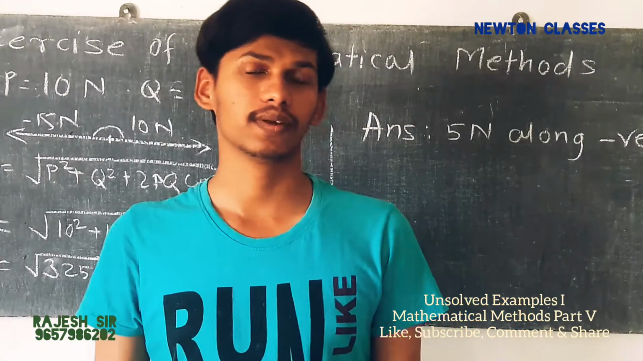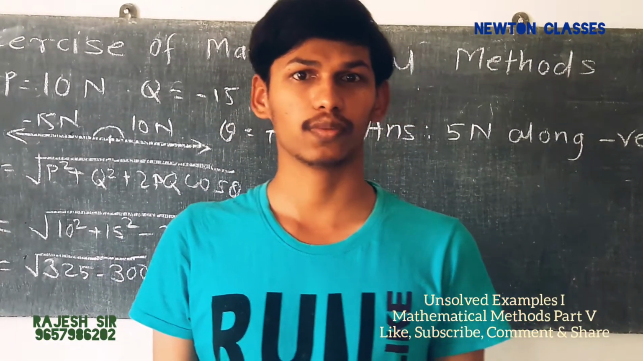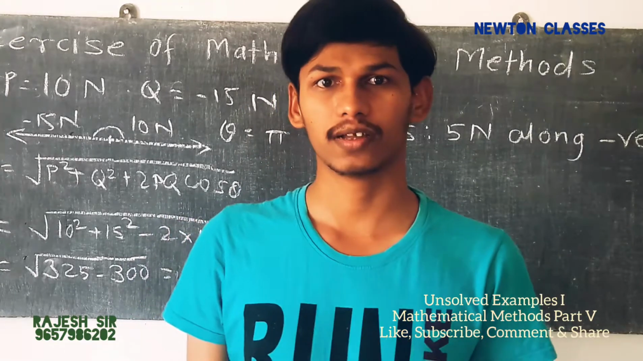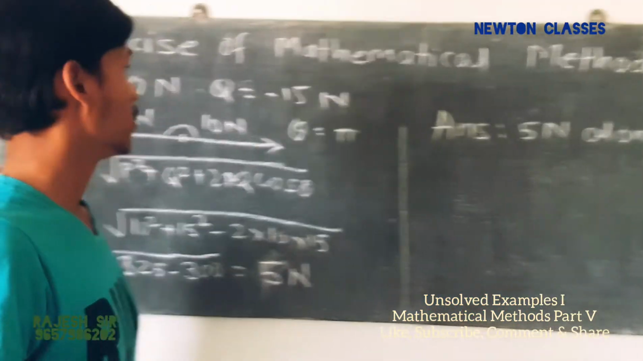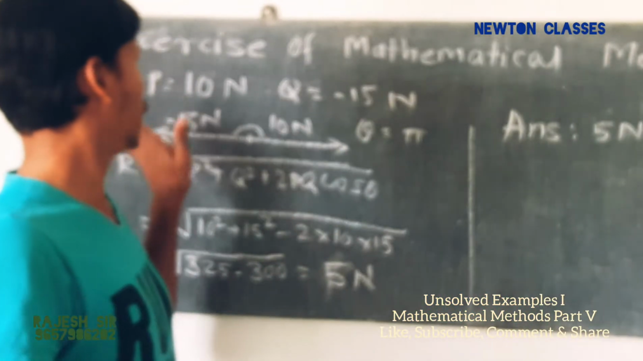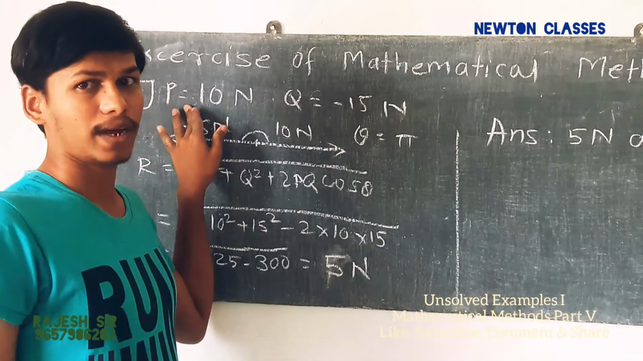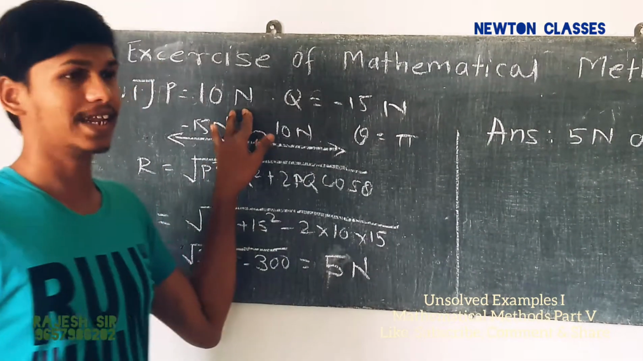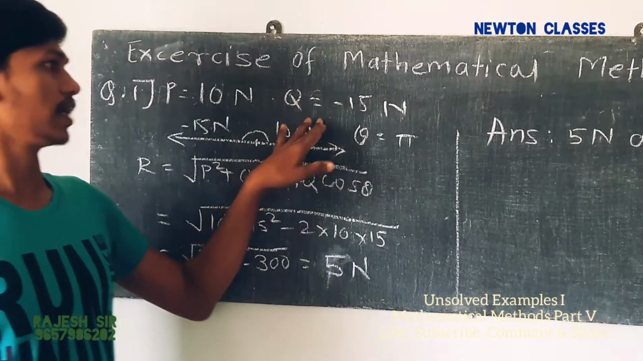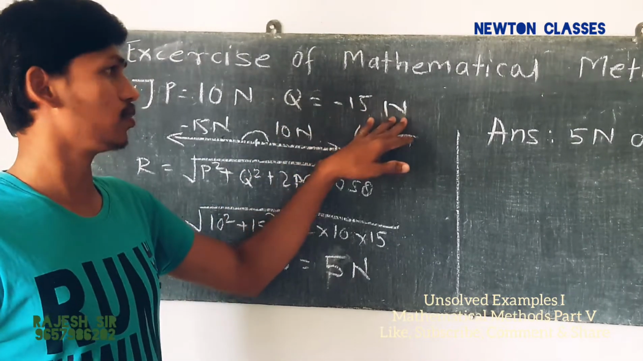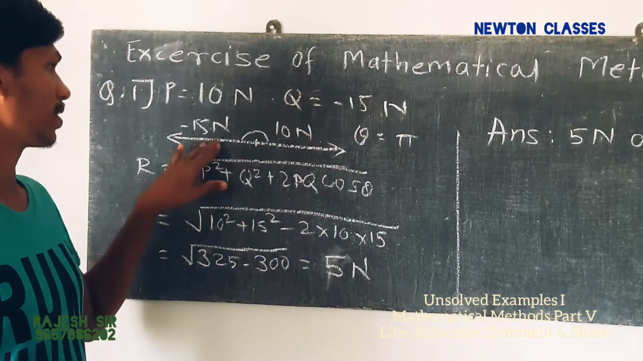Hello friends, today we will discuss the exercise of the second topic of 11th physics, that is mathematical methods. First question: they have given two vectors. The first vector has magnitude 10 Newton and direction along the positive x-axis. The second vector has magnitude 15 Newton and acts along the negative x-axis.